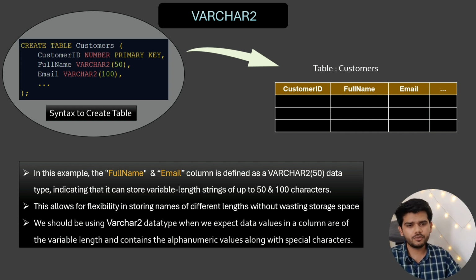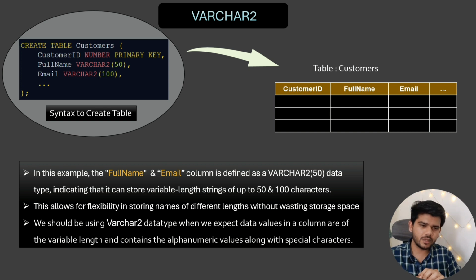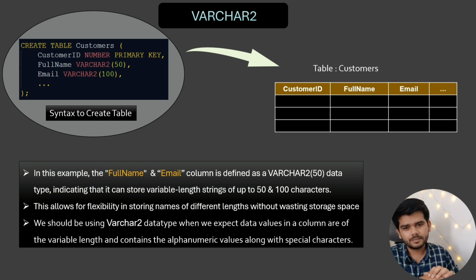So we should be using the Varchar2 data type when we expect data values in a column to be of variable length and to contain alphanumeric values along with special characters. Varchar2 is useful for storing text data where the length may vary, such as names, addresses and comments, and it optimizes storage space by only using the necessary amount of space for the actual data. That's why it is very beneficial to use.